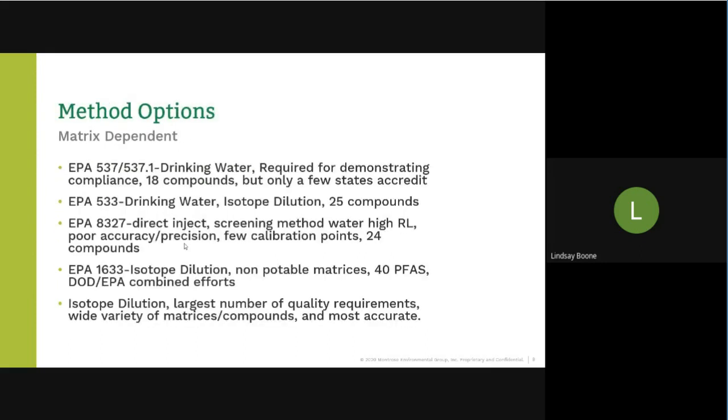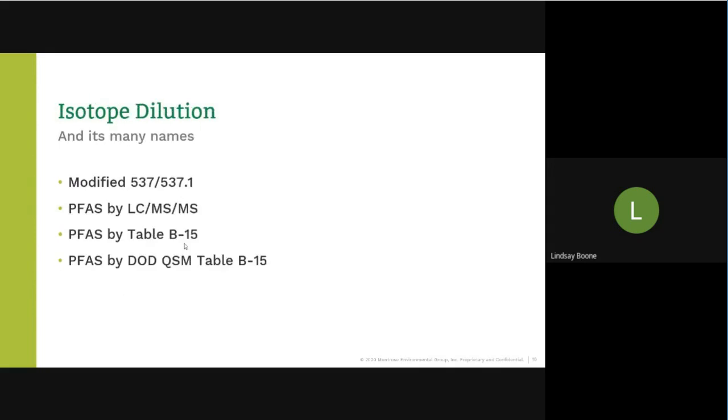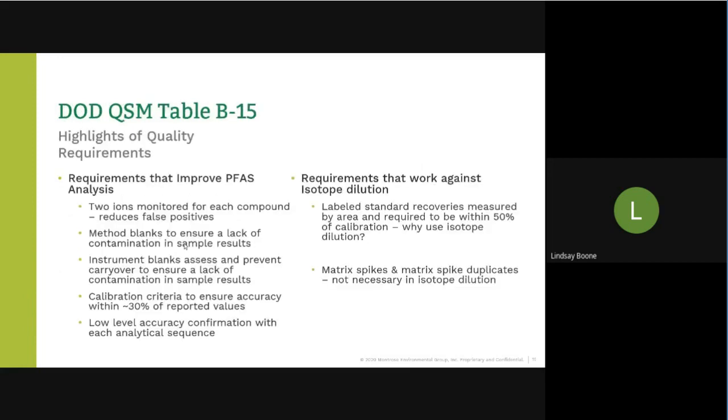So finally, the analytical method that North Carolina DEQ wanted was PFAS by isotope dilution. PFAS by isotope dilution can be referred to by a number of different acronyms. A lot of times labs will refer to it as modified 537 or 537.1, PFAS by LC-MS-MS, that's just the instrument it's run on, PFAS by Table B15, or PFAS by DoD QSM Table B15.